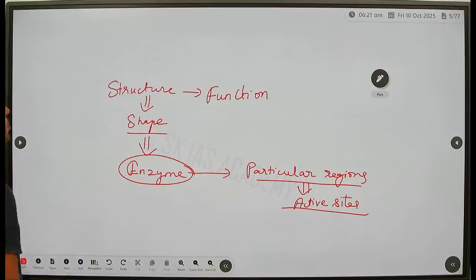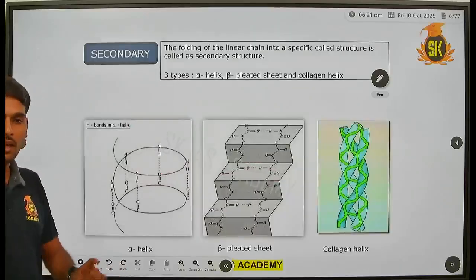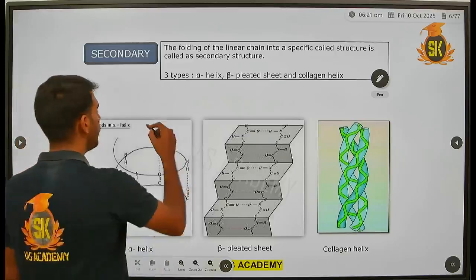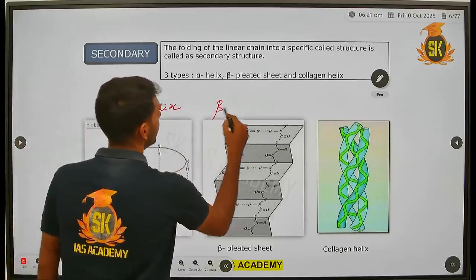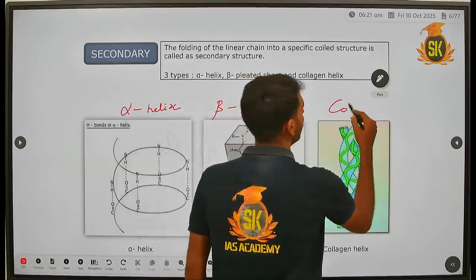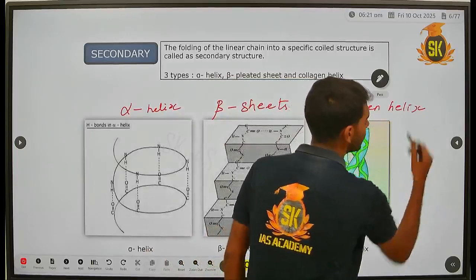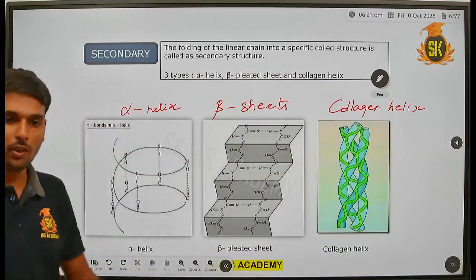Now let us move on to the secondary structure of the protein. We have seen 3 examples. We will be covering 2 examples. One is your alpha helix, another is your beta sheets, and this is your collagen helix. Okay, collagen helix is also a form of a secondary structure only.